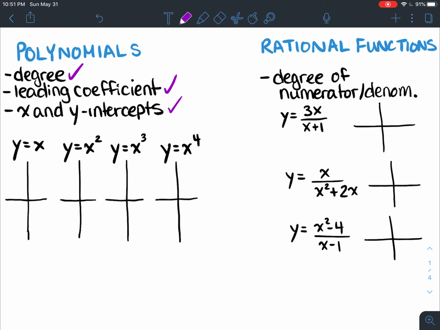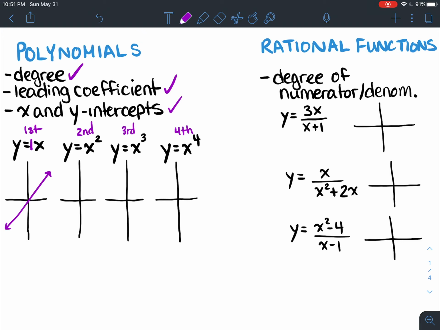Okay, so we've got a first degree here, we've got a second degree, third degree, and a fourth degree polynomial. So here are things we know. The leading coefficient and the degree tell us about the shape and the quadrants that it's going to end up in. So basically, if you have a first degree equation, that's going to be a straight line. It's going to look like this. Now, the leading coefficient in this is a 1. And it's positive.